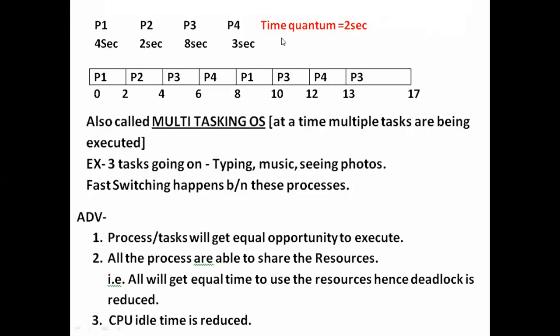So we have a simple example here. We have four processes: P1, P2, P3 and P4, where the execution time for P1 is 4 seconds and the execution time for P2 is 2 seconds and so on. And the time quantum is fixed to 2 seconds.